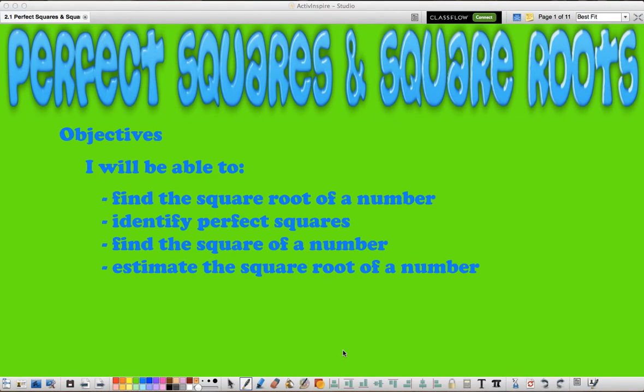Welcome to Lesson 2-1, Perfect Squares and Square Roots. Today we're going to talk about how to find the square root of a number, identify perfect squares, find the square of a number, and estimate the square root.